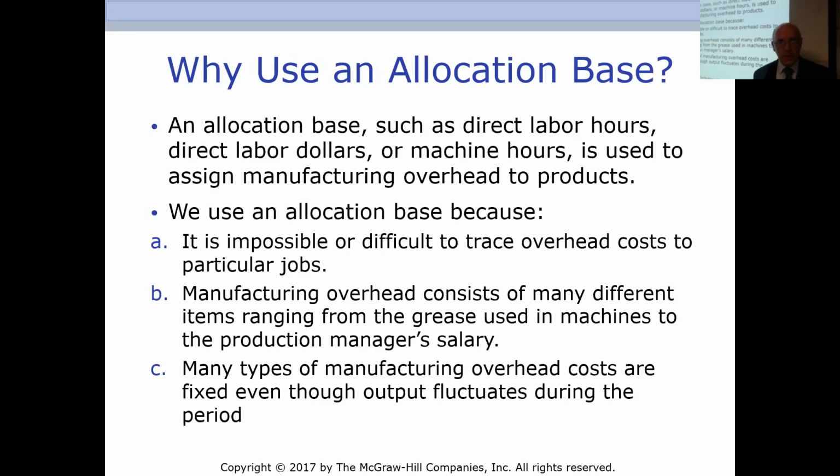So again, why use an allocation base? You have to be able to predict what your cost structure is going to be, what your unit cost is, and so forth. An allocation base, such as direct labor hours, direct labor dollars, which is a different thing, or machine hours, is used to assign manufacturing overhead to products. So the question is, which of those bases do you choose? These are called cost drivers, by the way. What causes the cost to come into existence?